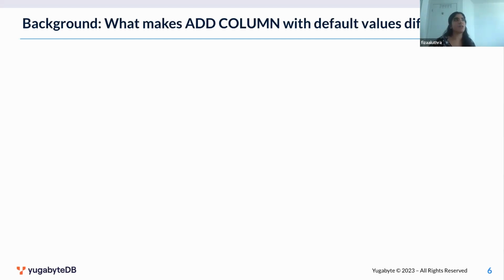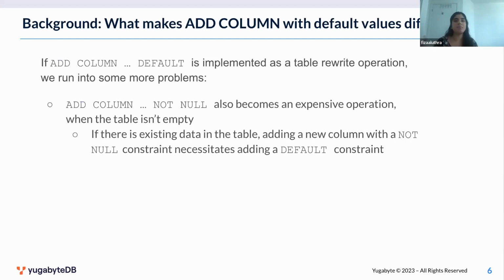So our complications don't stop there. If ADD COLUMN DEFAULT is implemented as a table rewrite operation, we run into some more problems potentially. Because if the table isn't empty, ADD COLUMN NOT NULL also becomes an expensive operation. This is because if there is existing data in the table, then adding a new column with a NOT NULL constraint necessitates also adding a default constraint, right? Otherwise, the existing rows would have a null value. So that in itself would be a constraint violation.